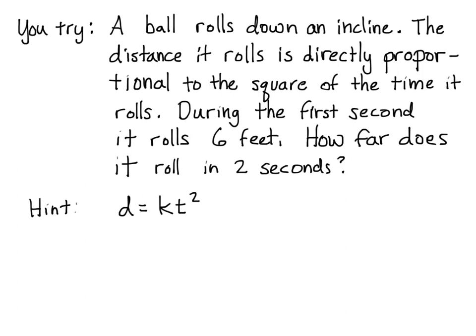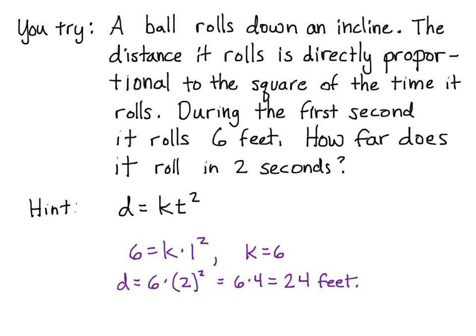You set it up so that 6 equals k times 1 squared, yeah? And then you have k equals 6, and then you plug it into the equation of the distance, and you have distance equals 6 times parentheses 2 squared, and that's 6 times 4 is 24 then. Great. Okay. Everybody see that?